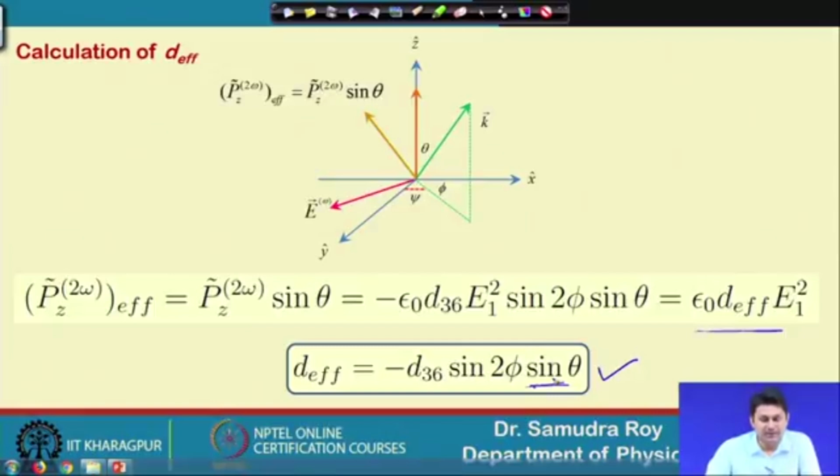So, these effective things are important because we need to find out what is the second harmonic of this particular system, where two ordinary rays merge to generate one extraordinary ray. So, in the next class we will discuss more about these issues.